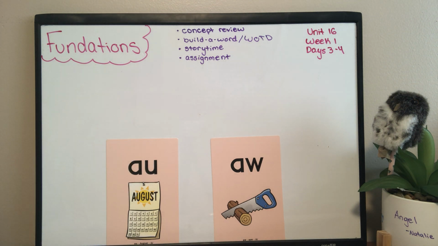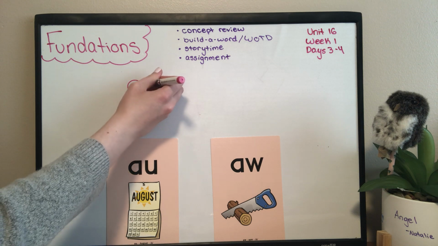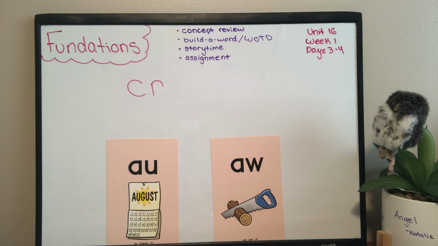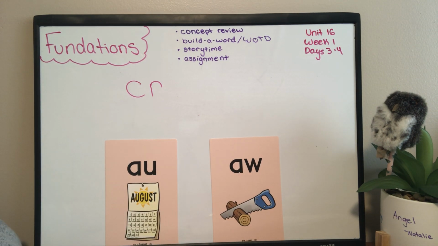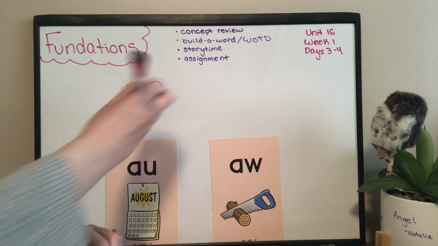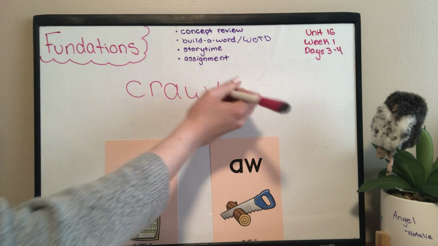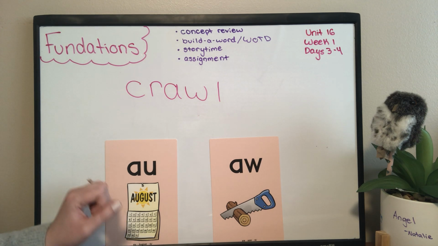It's at the beginning of a word, so it's going to be a C. And then we have an R. What comes next? Is it going to be A-U for crawl or A-W for crawl? Actually going to be AW. Crawl. Okay?